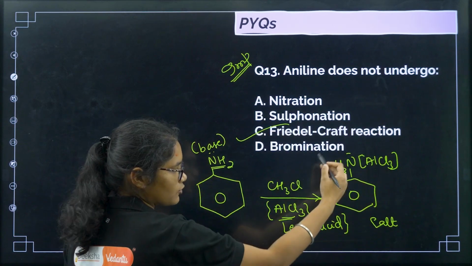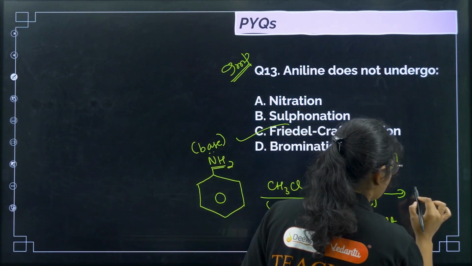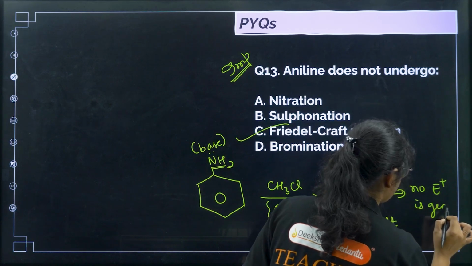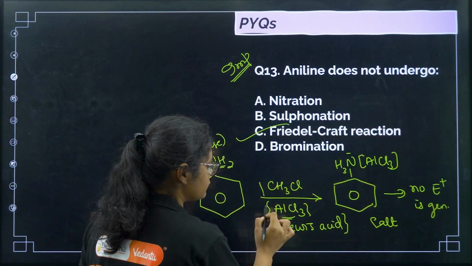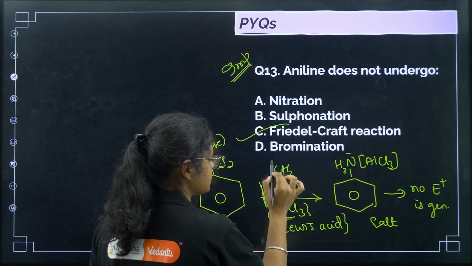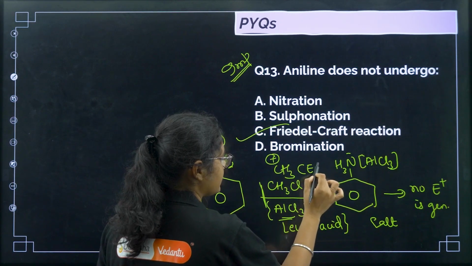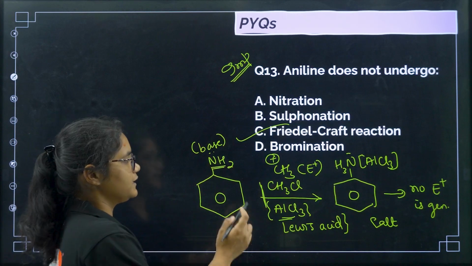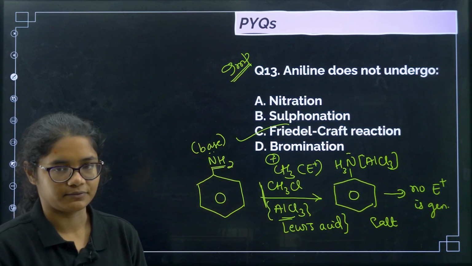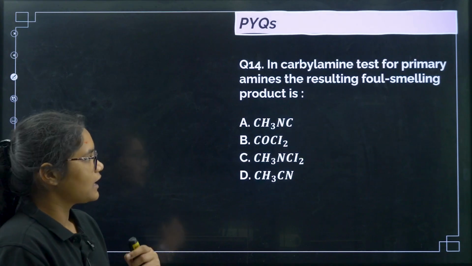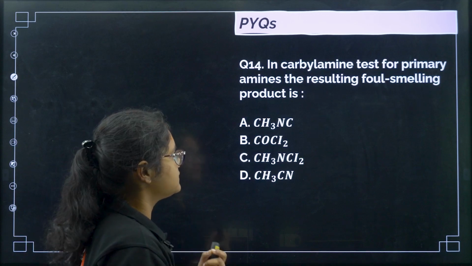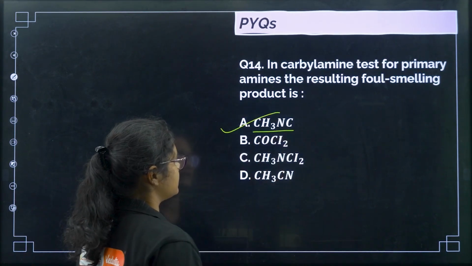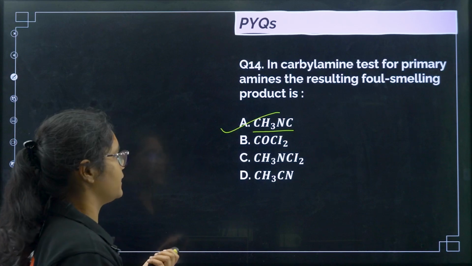So because of this salt formation, no electrophile is generated. Generally these two will react to give you CH3 plus, which is the electrophile, right? But in case of aniline, there is no generation of electrophile, so that is why it cannot undergo Friedel-Crafts reaction. Okay, next, in carbylamine test for primary amines, the resulting foul smell compound is isocyanide, that is CH3NC. So correct answer is option number A.